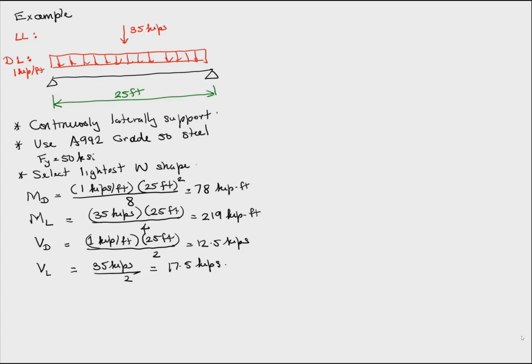Now let's apply the AISC load combinations. So we do 1.4 times dead load. That turns out to be 109 kip feet. And then 1.2 times moment due to dead load plus 1.6 times moment due to live load. That works out to be 444 kip feet. And clearly this controls.